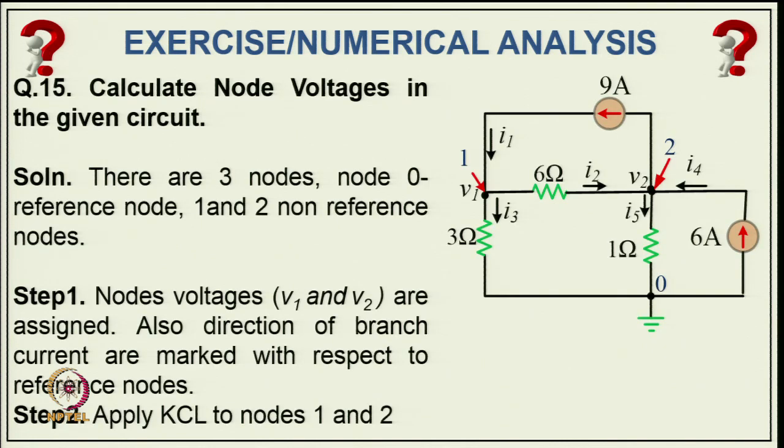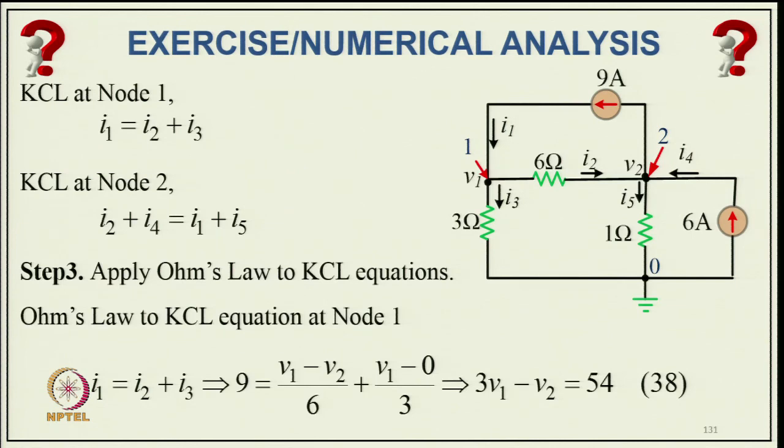Question 15, calculate the node voltages in the given circuit. There are 3 nodes: one is the reference node, and 1 and 2 are non-reference nodes. So, node voltages V1 and V2 are assigned, and the directions of branch currents are marked with respect to the reference, applying KCL to nodes 1 and 2. At node 1, I1 equals I2 plus I3. At node 2, I2 and I4 are entering, and the other 2 are leaving, that is I1 plus I5.